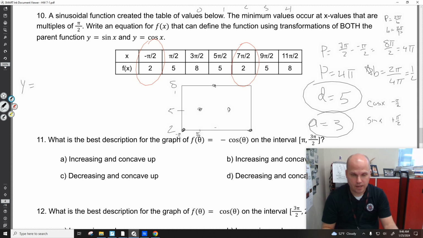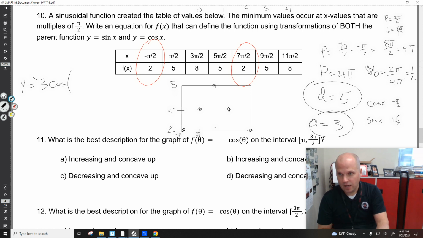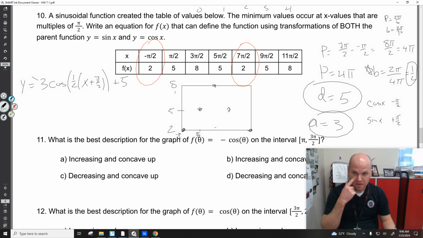Start with cosine. A: flip it because we're starting at the minimum. Vertically reflect it. B, I found, was a half. C, I'm going to the left pi over 2 to start at the minimum, so I'm going to add pi over 2. Midline got shifted up 5.